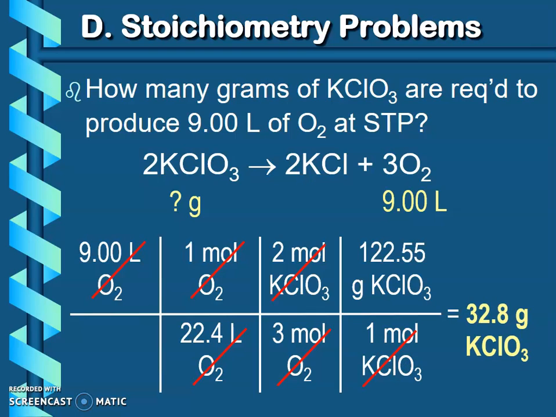If you put this in your calculator and you didn't get that answer, get into contact with me so I can help you. If you don't know where some of these numbers came from, get into contact with me so I can help you. Why 32.8 and not a whole bunch of other numbers? Sig figs. Come back up here. 9.00 is 3 sig figs. So my final answer must also be 3 sig figs.